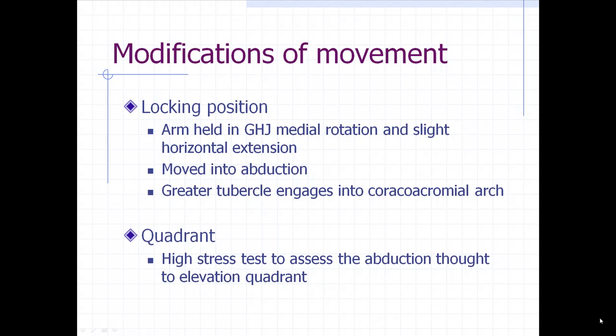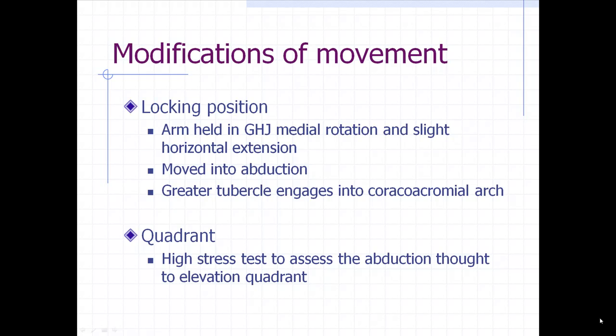Any irritation or inflammation of those subacromial structures will often lead to pain in this position. It's called the locking position because as the greater tubercle is engaged in that coracoacromial arch, you cannot move out of that position unless you come back into slight adduction, then laterally rotate the glenohumeral joint, and then you'll be able to move through to full elevation.